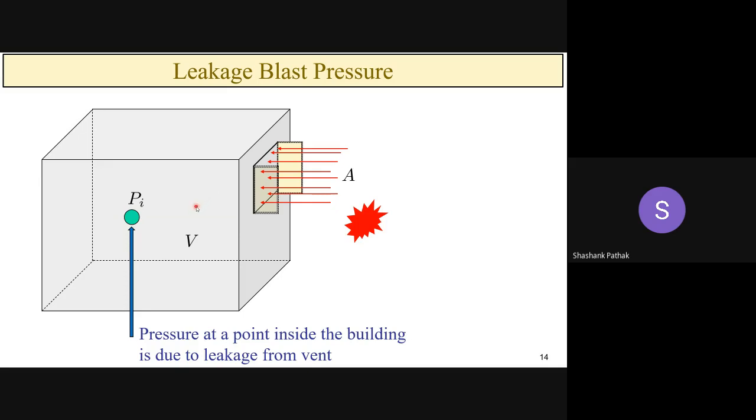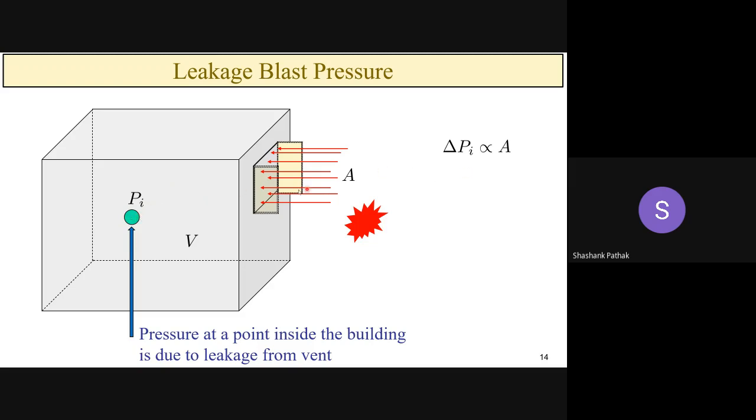So we will focus on how quickly and easily you can get a tentative estimate of pressure inside the building at this particular point. Delta PI represents how the pressure will increase with time in different time steps. Suppose you start calculating the overpressure history at this point. Initially PI will be equal to zero, because the explosion has just happened and it takes some time to reach inside the building. Then slowly PI will increase, and delta PI represents that increase in pressure.